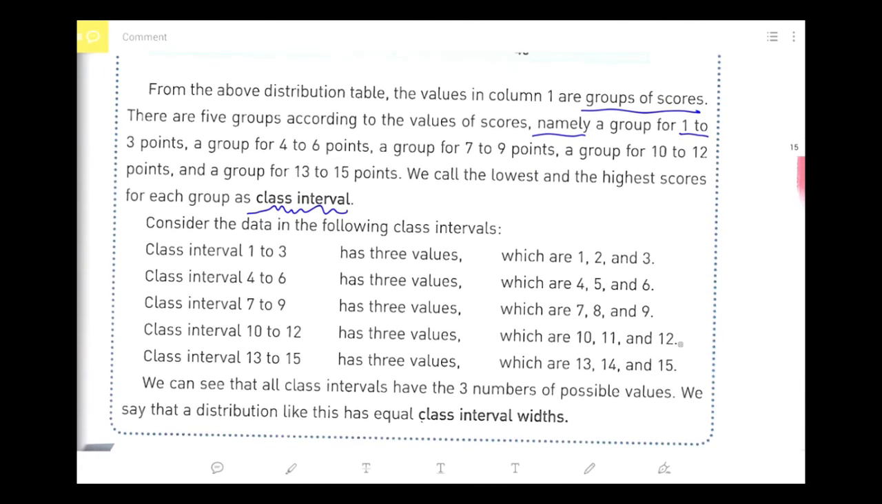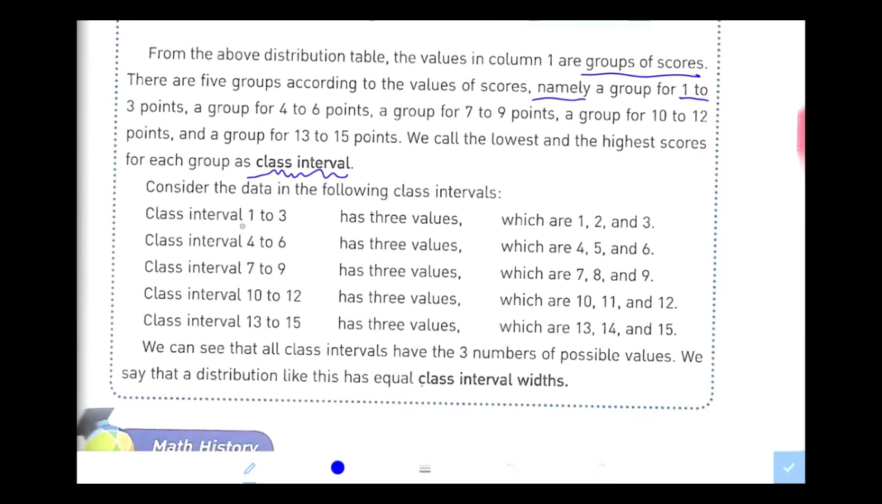So let's take a look at this one. For class interval 1, 2, 3, it has 3 values, which are 1, 2, and 3. Class interval 4 to 6, you have 4, 5, 6. This one is 7, 8, 9, 10, 11, 12, 13, 14, and 15. So we can see that the class intervals have 3 possible values. We say that a distribution like this has equal class interval width, right?